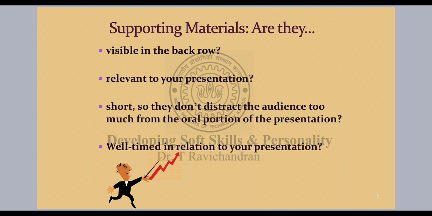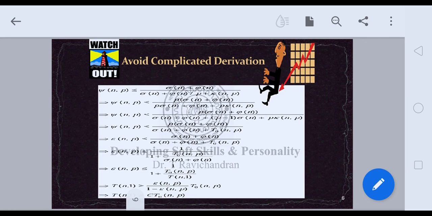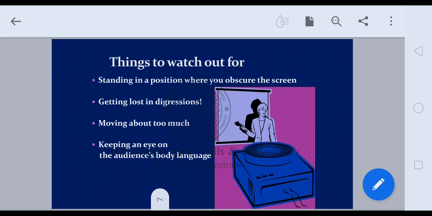Another thing mentioned here is to avoid complicated derivations, which are very difficult to comprehend and very difficult for the audience to understand, because you are going to make your presentation effective, short and small. For that purpose, avoid complicated derivation. You should also watch out for standing in a position where you obscure the screen. These things you should avoid.